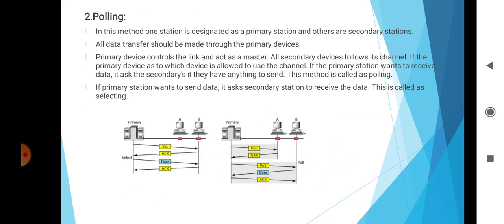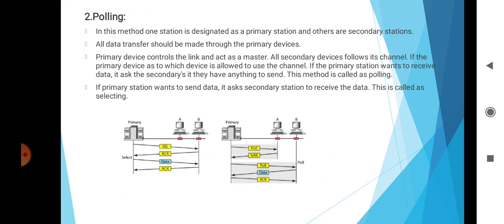Then second is polling. In this method, one station is designated as the primary station and the others are secondary stations. All data transfer should be made through the primary device, and the primary device controls the link and acts as a master, and all secondary devices follow its instructions.